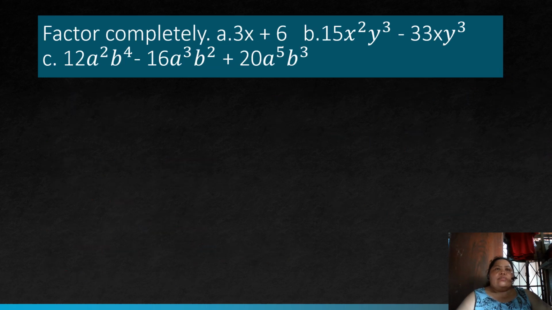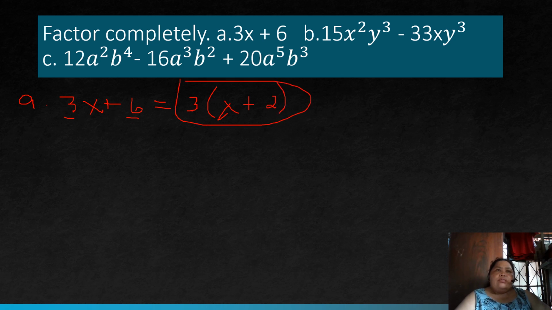Okay, next. Let us factor completely. For letter A, we have 3x plus 6. Now, the common here is 3 and 6. Of course, 3 and 6 are divisible by 3, and 3 is the greatest common factor. So we have 3x divided by 3 is x, and then 6 divided by 3 is 2. So this is now our final answer.